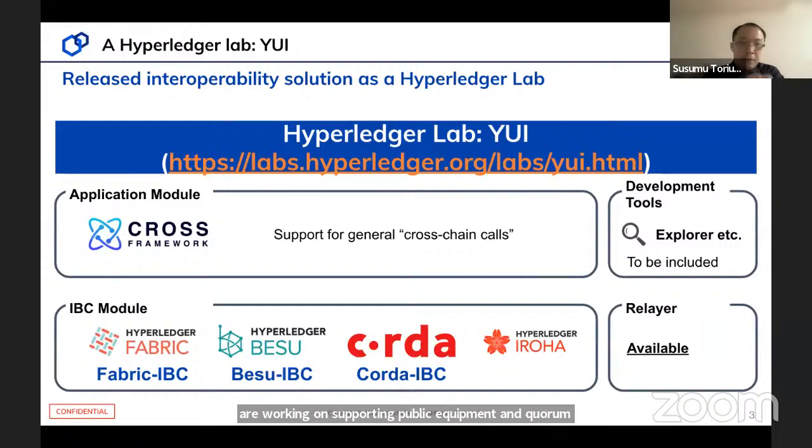And yeah, Cosmos supports IBC itself. So someone asked me a question: can you connect Hyperledger Fabric to Cosmos Hub? Yes, with Hyperledger Labs Yui, you can do that through the IBC protocol.